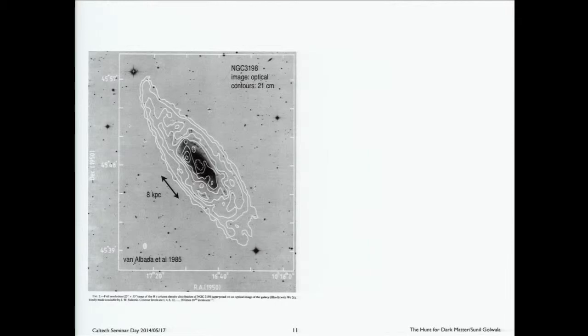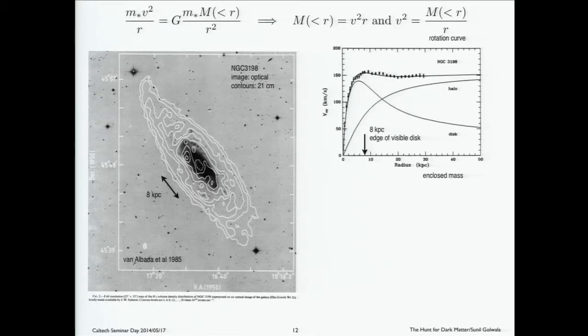That's what you see in stars. And then the contours here are the 21 centimeter emission from atomic gas. So this is gas that extends out well past the stars. And you can measure both of them to figure out the velocity as a function of radius. And we again just use centripetal force is equal to gravitational force.